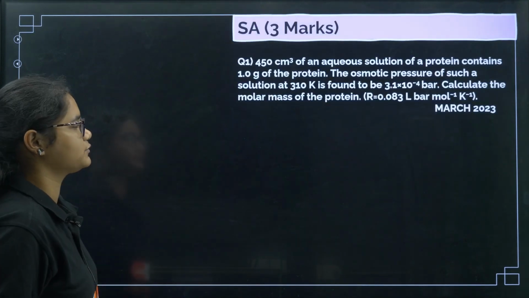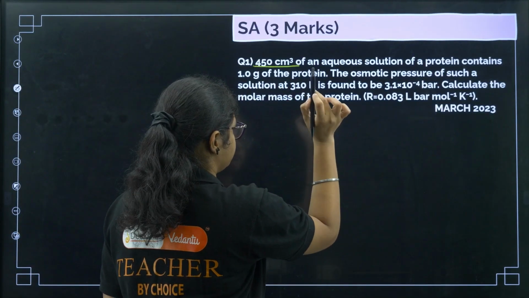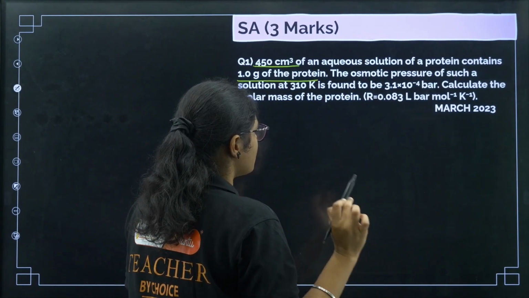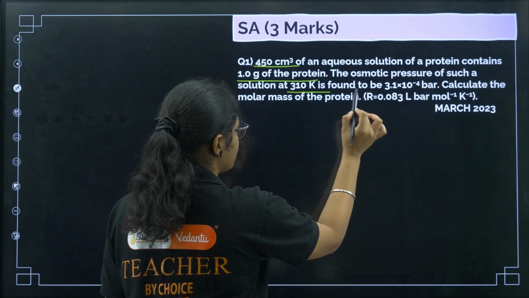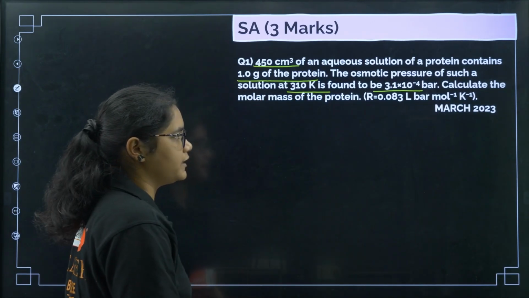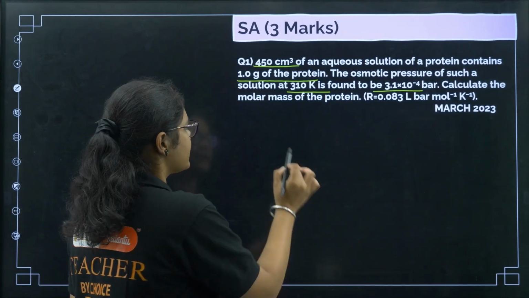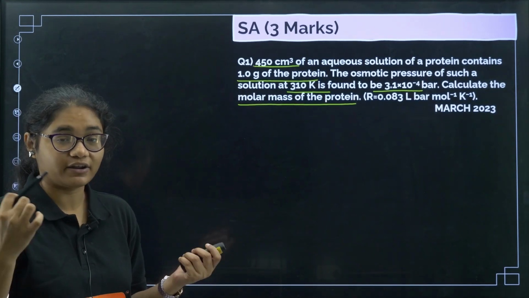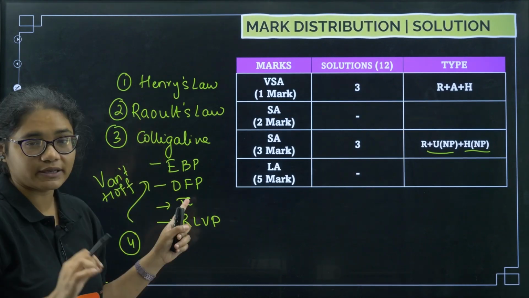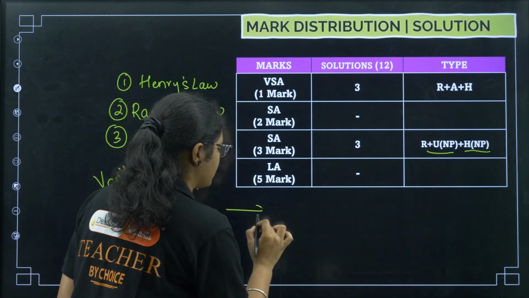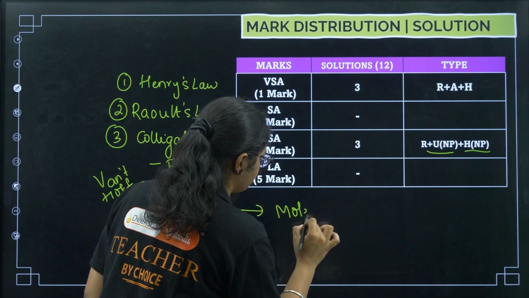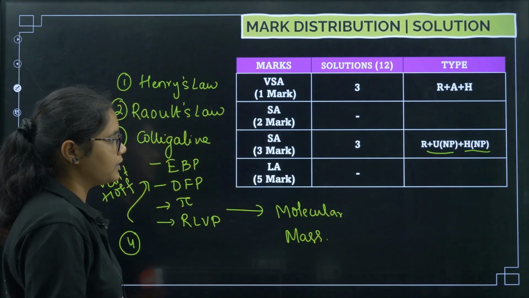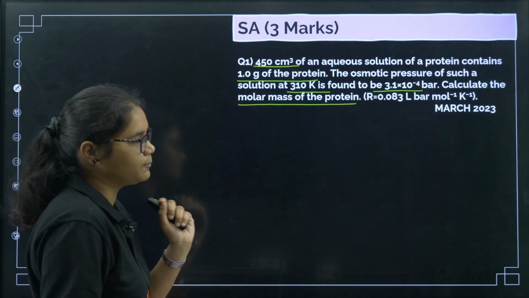Okay, now let us go to this question. 450 centimeter cube of an aqueous solution of a protein contains 1 gram of the protein. The osmotic pressure of such a solution at 310 Kelvin is found to be 3.1 into 10 to the power of minus 4 bar. Calculate the molar mass of the protein. Now you should remember that whenever questions from colligative properties are asked, most of the time you are asked to calculate the molecular mass. Clear? In the same question here also, the molecular mass of the protein is asked.